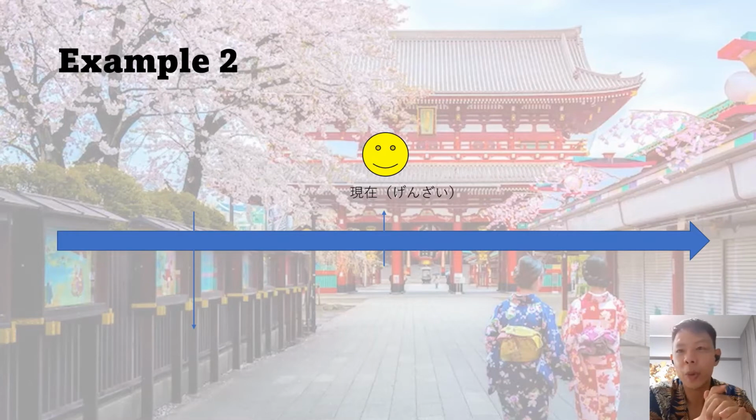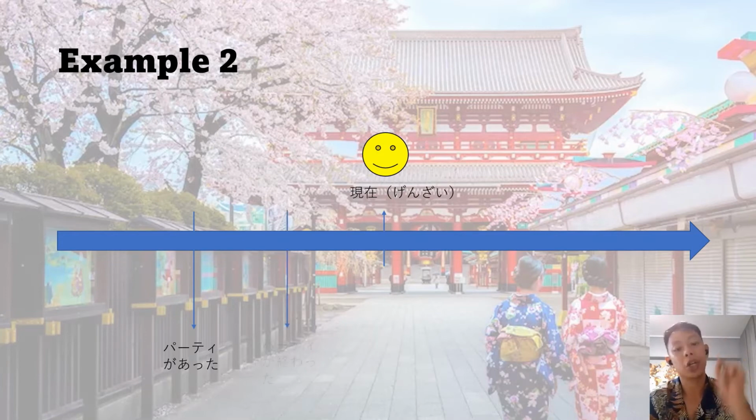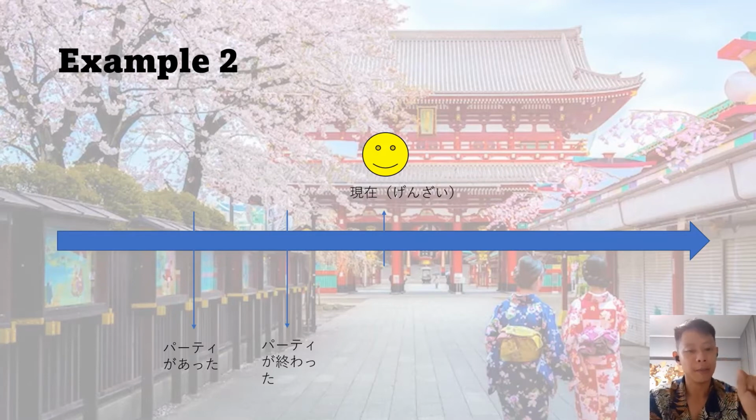I would say, 昨日パーティーがあった. And notice that あった is in the past tense because we're talking about a point in your life or a point in this timeline, an action happened. If we're only describing a point in this timeline, you would use the past tense or the non-past tense, depending whether the action happened before the present moment or after the present moment. So let's say the party ended right here. You would say パーティーが終わった. Again, you use the past tense because we're only talking about one point in the timeline. There is no progressive action happening right here.